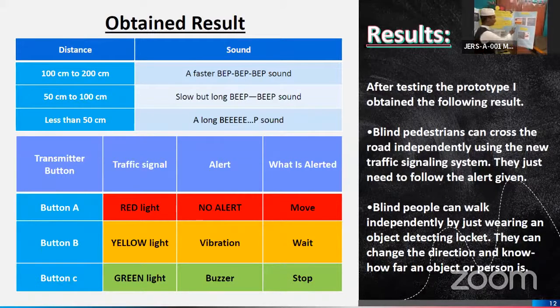When there's a red light, they won't get any alert, which means they have to move. And when there's a yellow light, they get a vibration alert, which means they have to be ready. And when there is a green light, they will receive a buzzer sound, which means they have to stop.